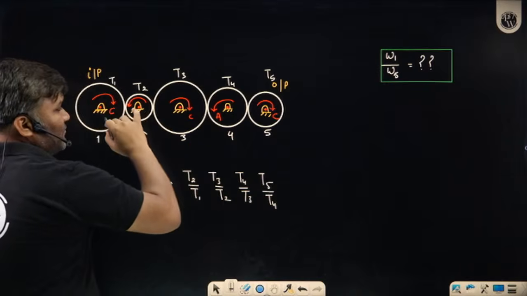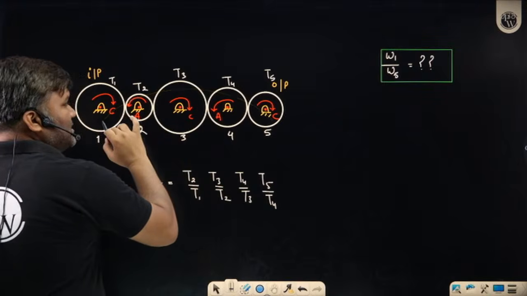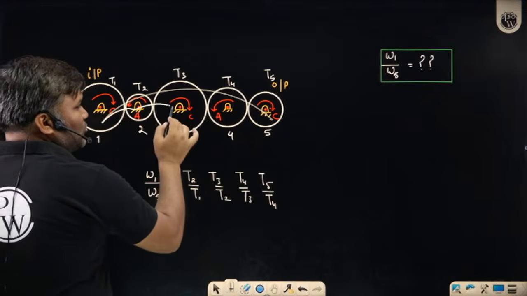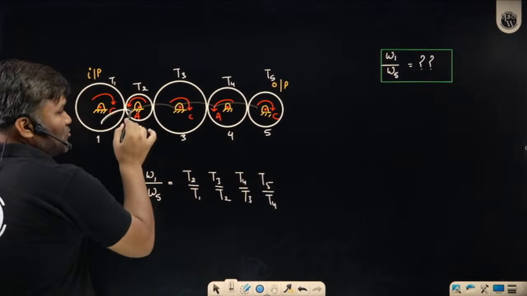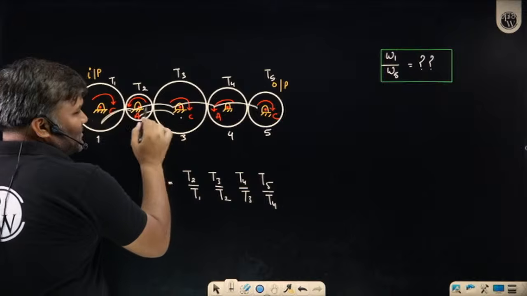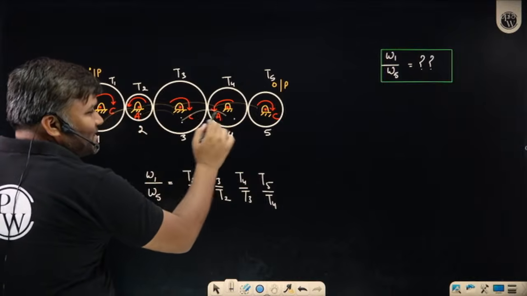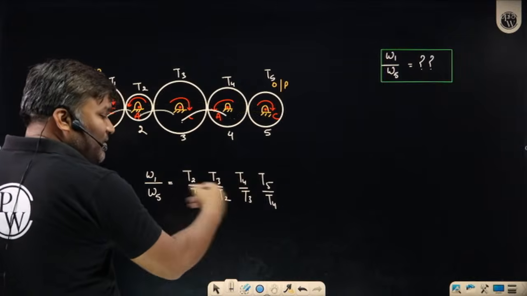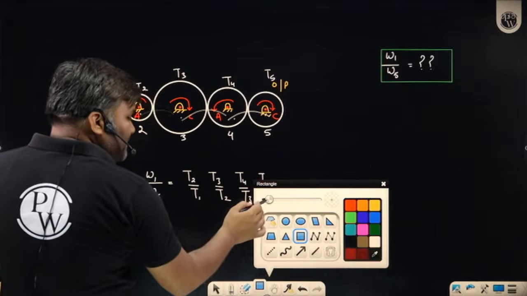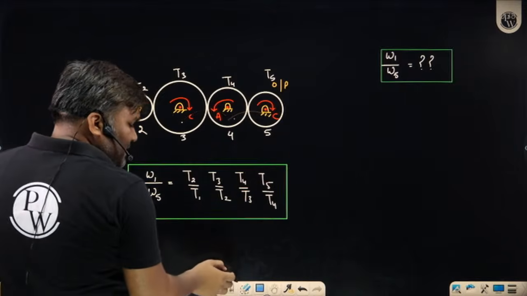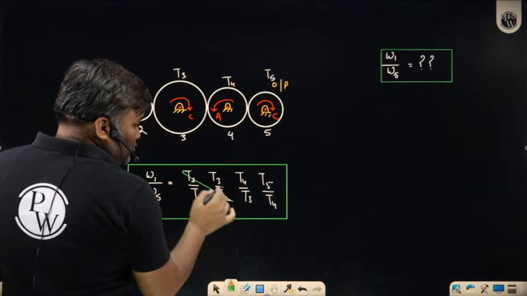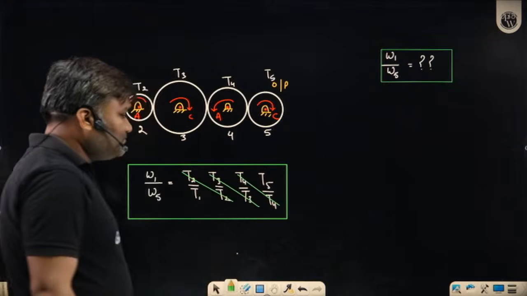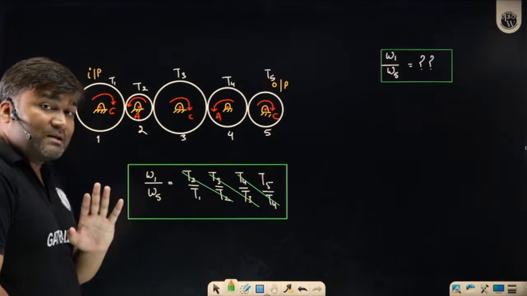You are writing between 1 and 5. So 1 is connected to 2, 2 is connected to 3, 3 is connected to 4, 4 is connected to 5. 1 is driving 2, T2 by T1; 2 is driving 3, T3 by T2; 3 is driving 4, T4 by T3; 4 is driving 5, T5 by T4. You have written like this. Simple thing. Few things will be cancelled, you can solve it. Right? I am getting the same answer. Sir, T2, T3, T4 get cancelled. T5 by T1. Same answer. Same result.